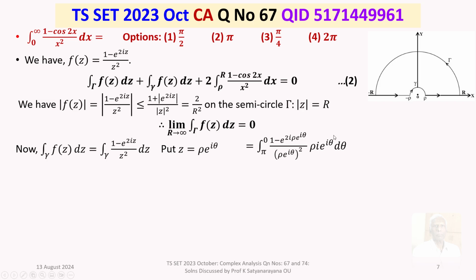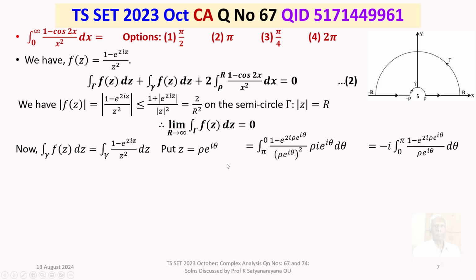Now rho e to the power of i theta cancels, and one rho e to the power of i theta will remain in the denominator, and i will come out. So integral pi to 0 we have written as integral 0 to pi. For that we have put a minus here. So minus i into 1 minus e to the power of 2i rho e to the power of i theta by rho e to the power of i theta d theta.